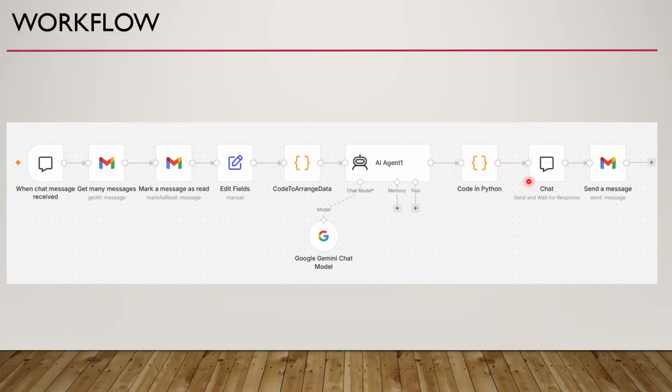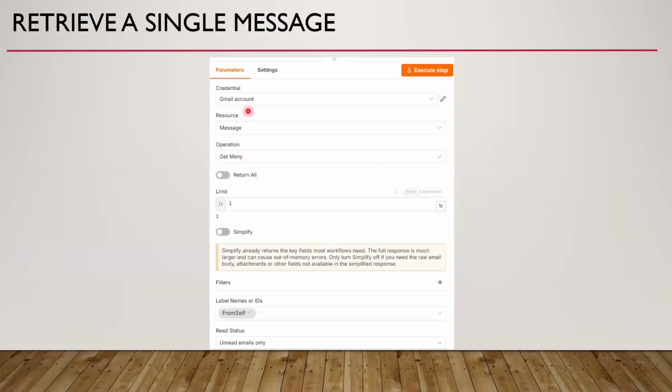And this is actually the human in the loop approach using a send and wait chat response. And this is to send the message whenever the human in the loop, the human being, finalizes it; it will be sent. So this is the node to retrieve a single message. I have set it to single because we need to reply to a single message. So I have set the limit as single here.